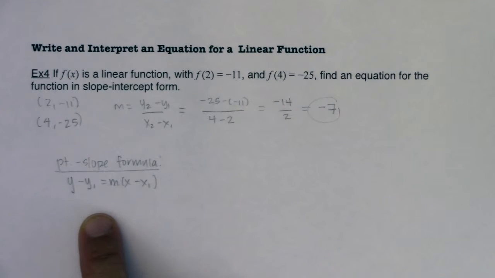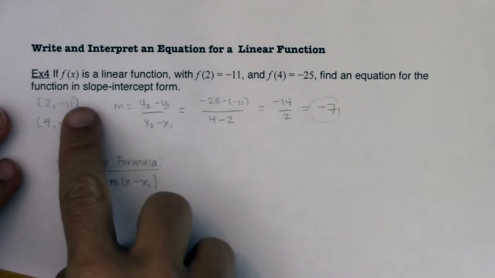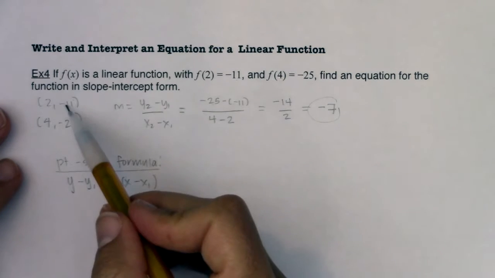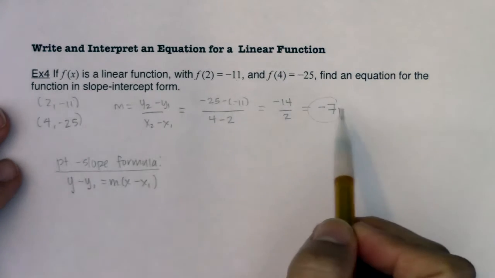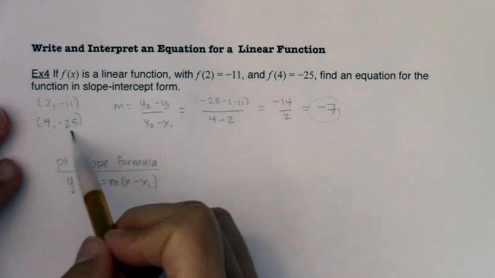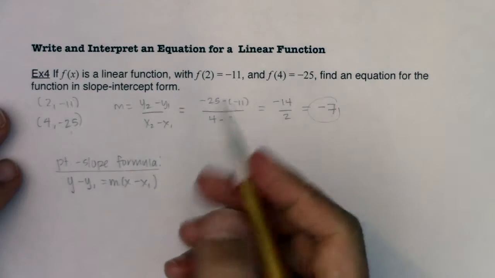I prefer this one, and you don't have to. You might prefer the slope-intercept form, and that's great. But I'm going to start with point-slope form, and then move over to slope-intercept form. When it comes to the point-slope formula, it doesn't matter which point you choose. You've got to use the slope, but you can use either of these points. I'm going to pick 2, negative 11, only because the numbers are smaller.